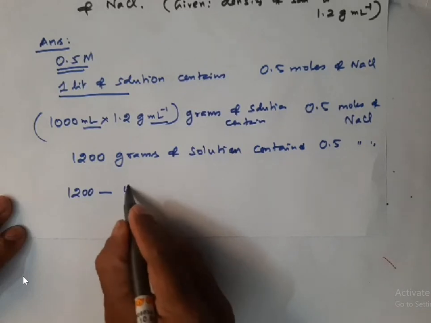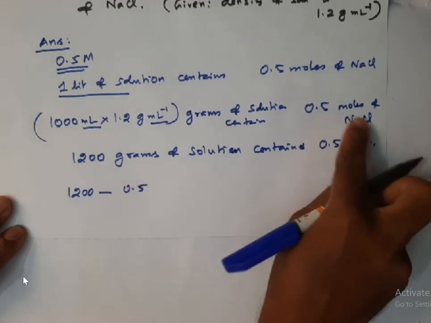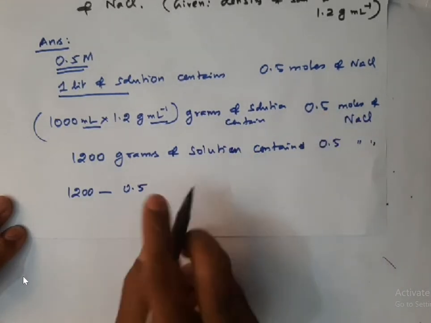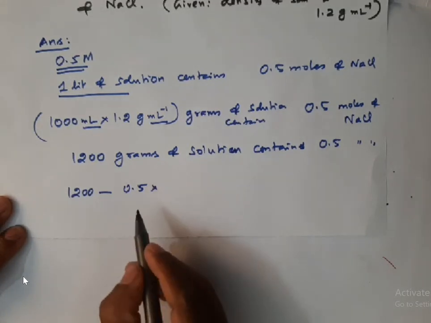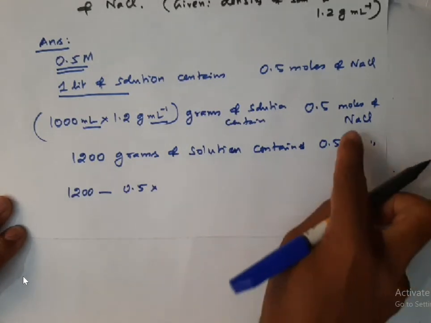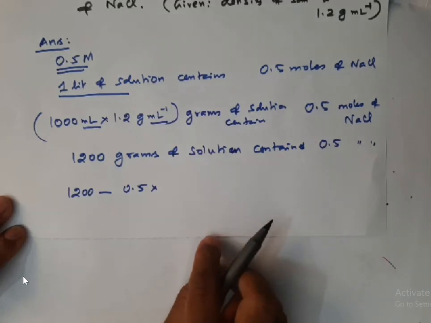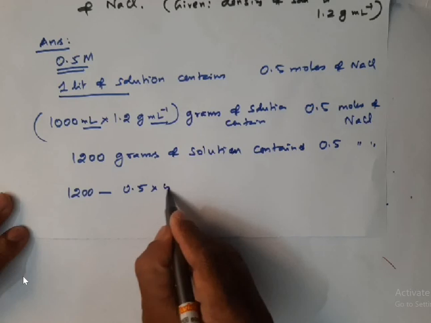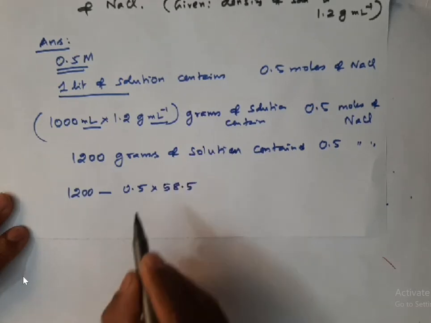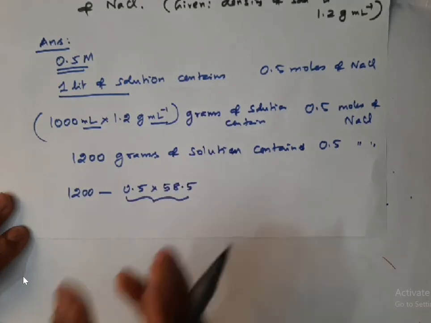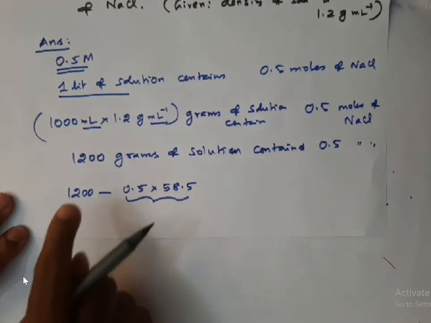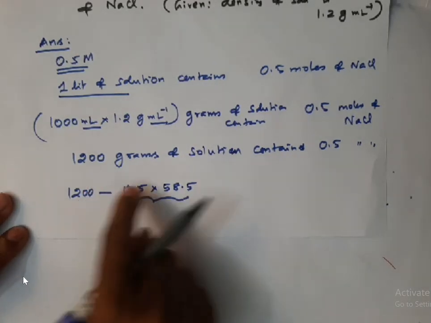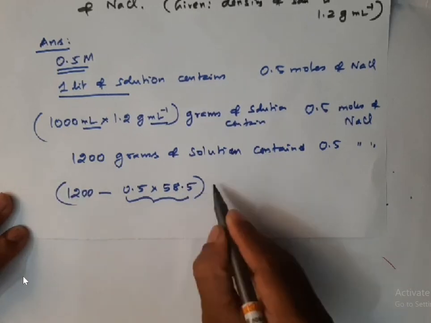Moles of solute, how much do we have? 0.5 mole, into molar mass. What is the molar mass of sodium chloride? Just now we discussed, we saw the value: 58.5, right? So if I multiply these two, I will get the mass of solute. Mass of solution minus mass of solute will give me the solvent.